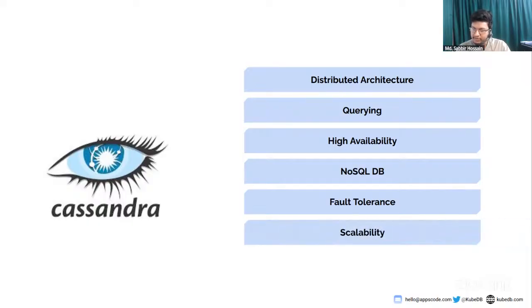Another feature of Cassandra is its power of scalability. Cassandra scales horizontally by simply adding new nodes to the cluster. It supports linear scalability, where performance increases proportionally with cluster size.